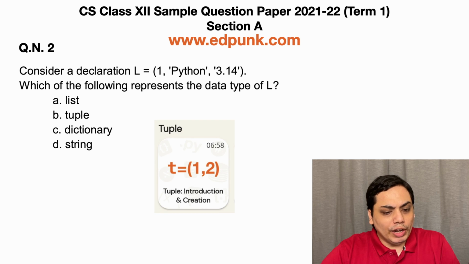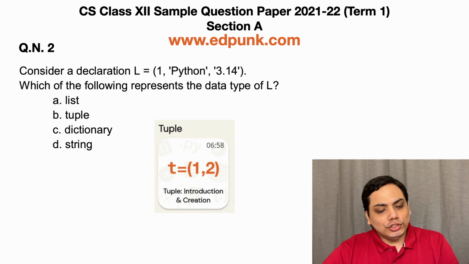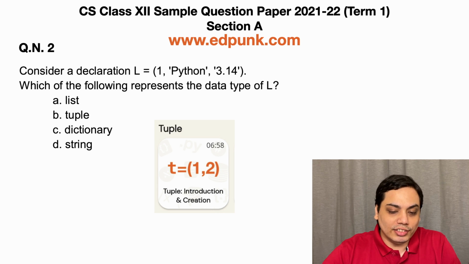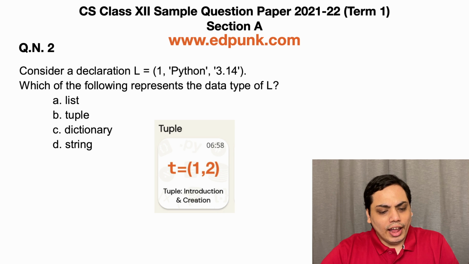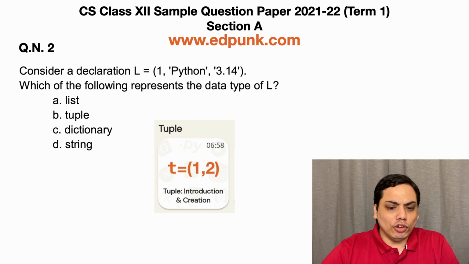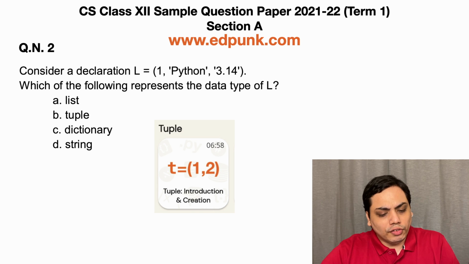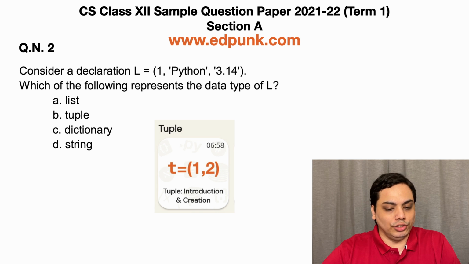Now the name of the variable used is L, which is to confuse you into thinking that the answer might be a list, as L is very commonly used to assign a list. But you have to remember how each and every data type is created. A list is enclosed within square brackets. To create a tuple, round brackets or parentheses are used. Similarly, for a dictionary, curly braces are used, and for a string, double or single quotes are used.